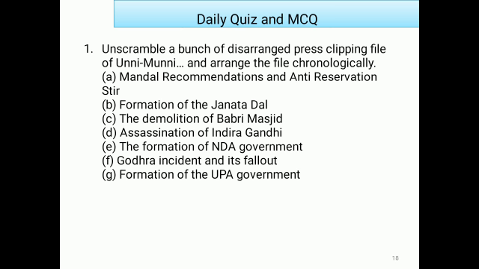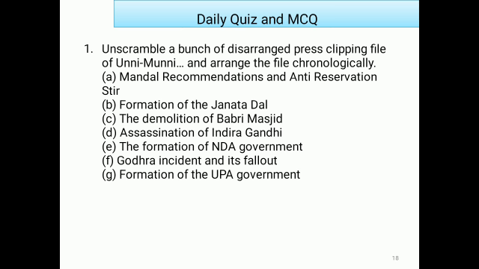I don't know if I have told you in the first video of mine that you can see two cartoons in your textbook, one girl and one boy. The boy's name is Unni and the girl is Munni. They always raise questions regarding your chapter's topics. So here also, this is created by them only. Unscramble a bunch of disarranged press clippings, file them chronologically.